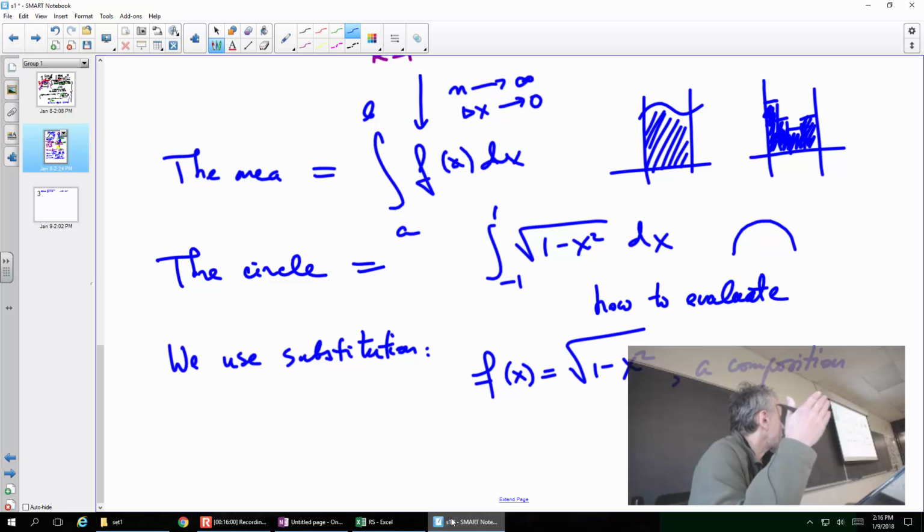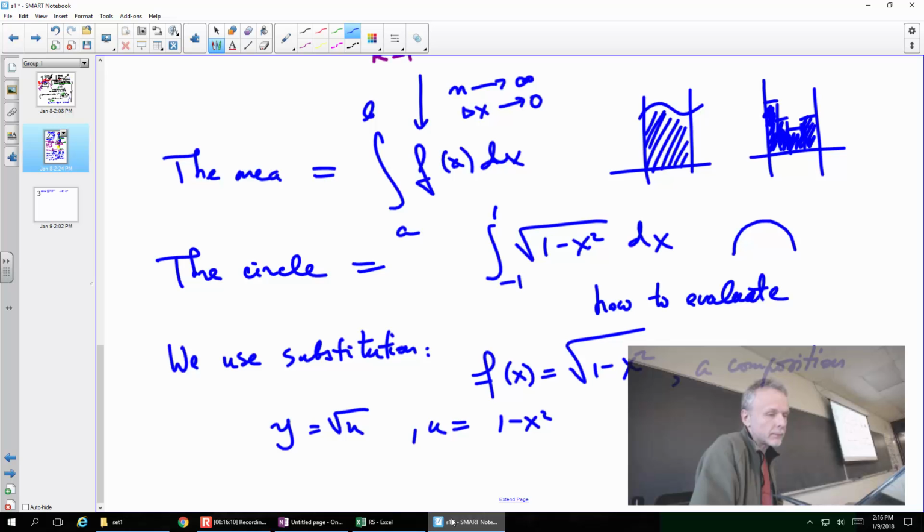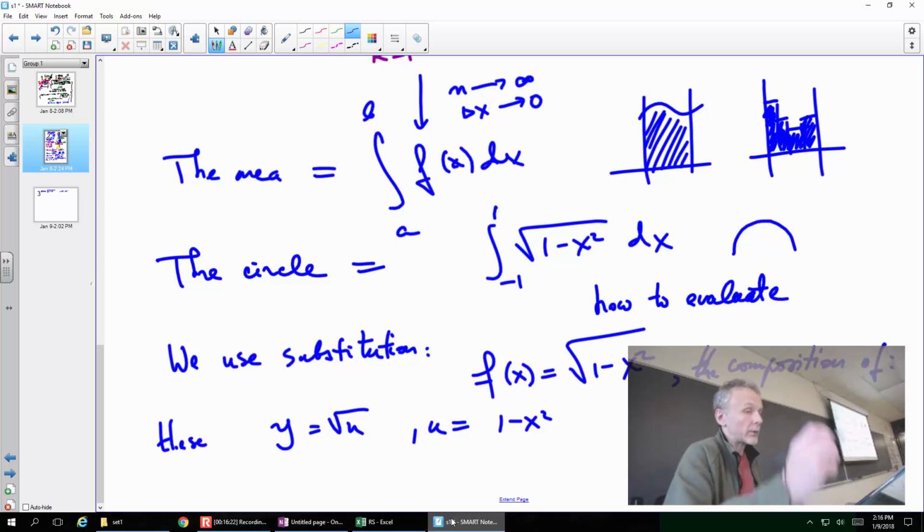So it is 2 or 3 consecutive steps. To make things easier, we could break it into pieces, such as y is equal to the square root of u, and u is equal to 1 minus x squared. So that is the same function, the composition of these two functions, which gives me the function that we're supposed to integrate. And then the idea is to try to replace integration with respect to x with integration with respect to u in order to, hopefully, make it simpler.